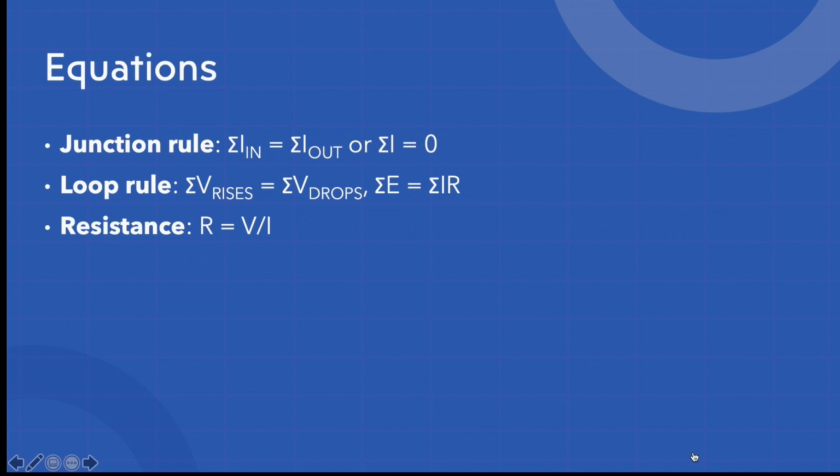These are the formulas that we will use to measure the junction rule, which has to deal with the current, the loop rule, which deals with voltages, and resistance, which we find by taking the voltage and dividing it by the current.